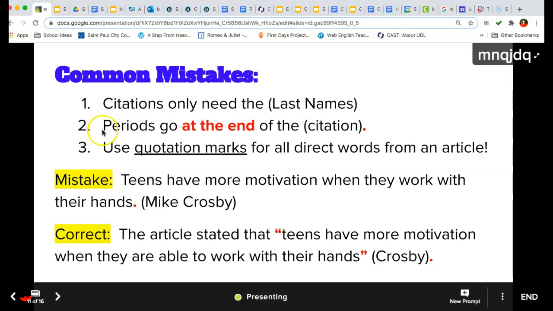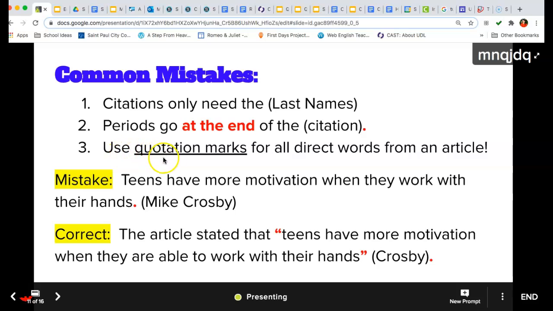The second thing that's really important is that the period goes at the end of the citation. So it doesn't go at the end of the quote, it goes at the end of the citation. This is really important because if you forget the period at the end of the citation and you start another sentence, it will look like all the sentences are jamming together. And so you need to put the period at the end of the citation.